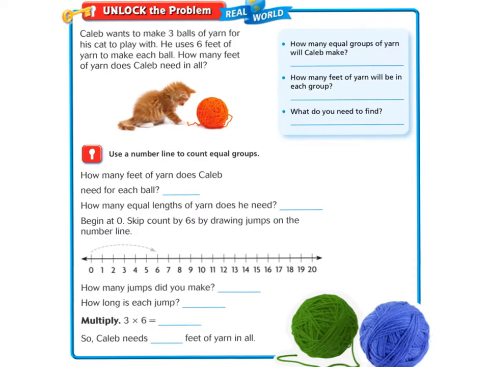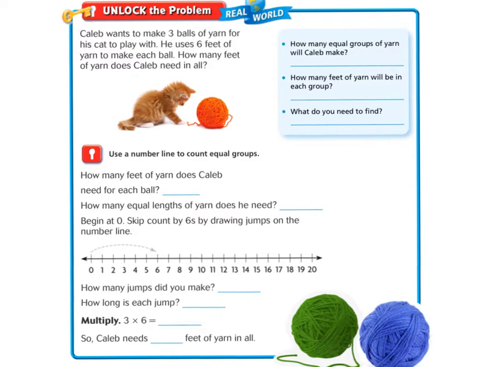Let's look at Unlock the Problem. Caleb wants to make 3 balls of yarn for his cat to play with. He uses 6 feet of yarn to make each ball. How many feet of yarn does Caleb need in all?